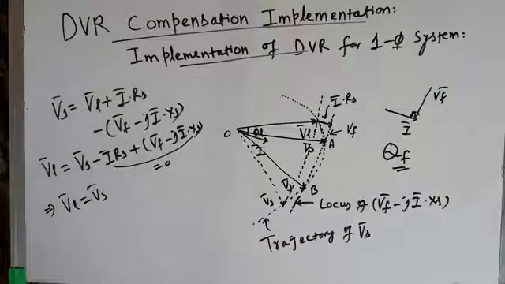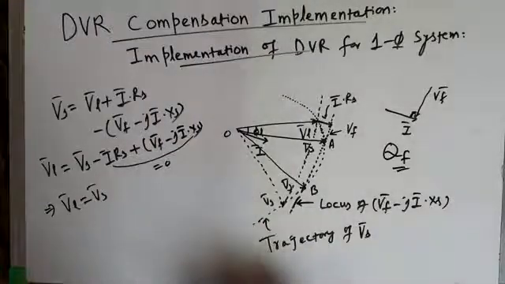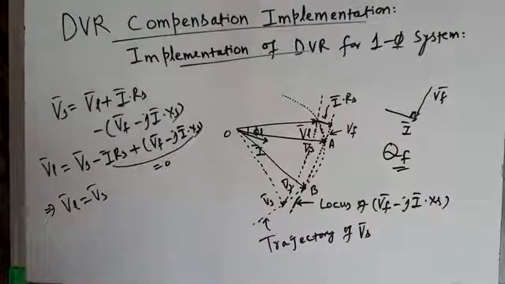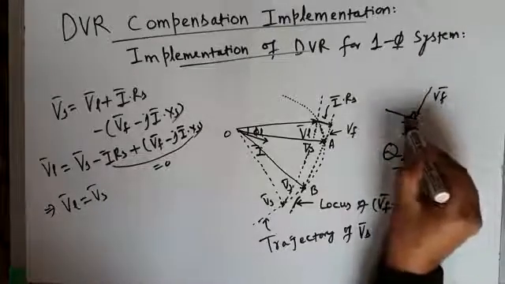It is not injecting any active power. So therefore, the DVR does not need any energy source at its DC bus. A simple DC bus capacitor, which acts as an energy storage device, can be used at the DC bus of the DVR. And therefore, the DVR injected voltage should be in quadrature with the current.